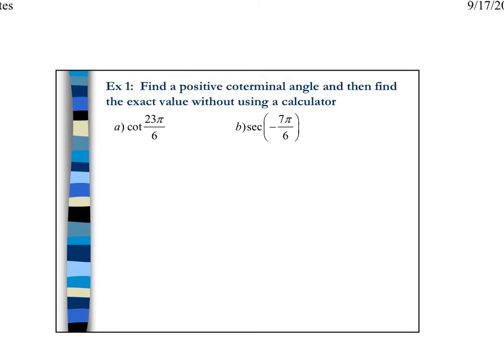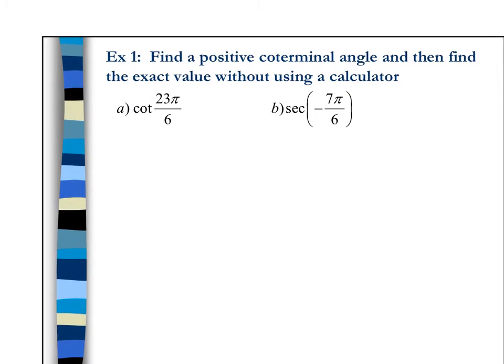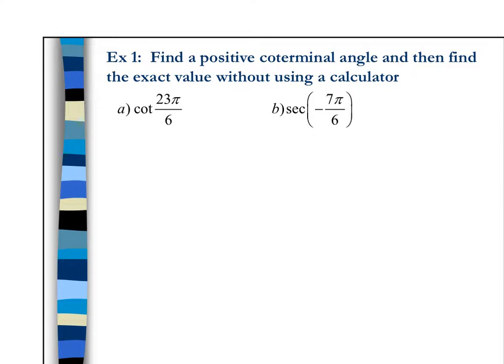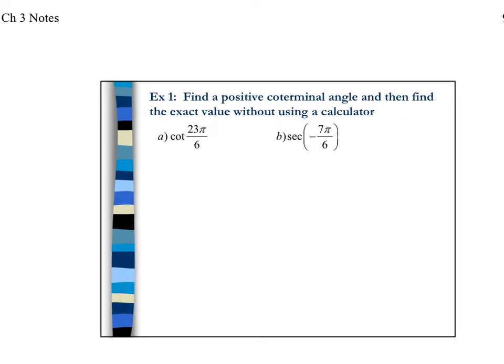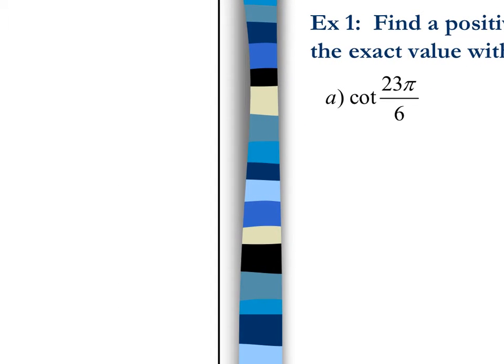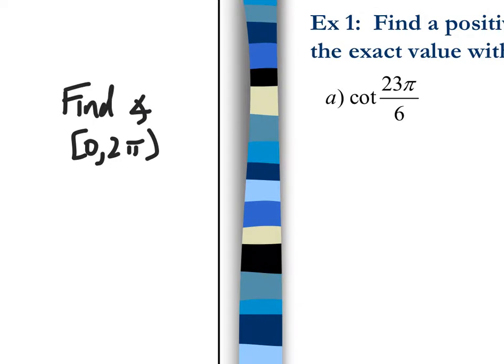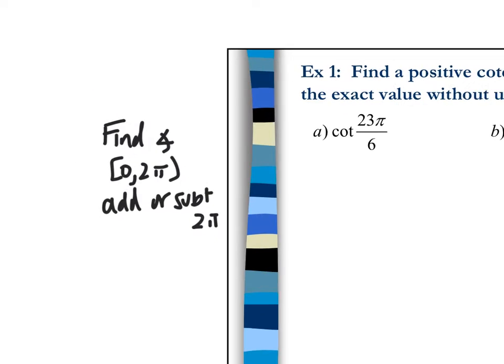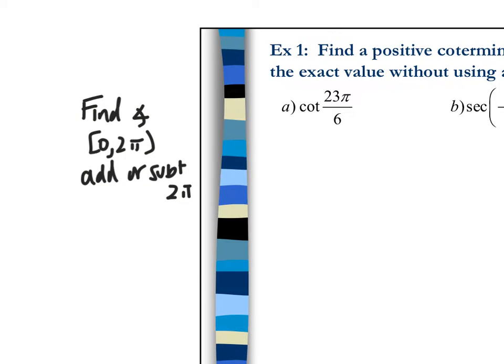So the last skill that we worked on was taking angles that are way bigger than 2 pi or smaller than 0 and evaluating them based on the unit circle. Essentially, we first want to find an angle between 0 and 2 pi. The way that we are going to do that is by adding or subtracting 2 pi as needed. If we look at this first problem, the angle is too big.